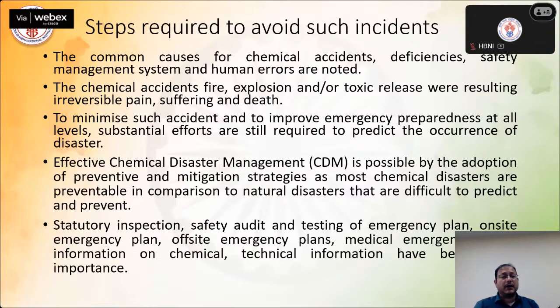Chemical substance accidents, fire, explosion, and or toxic release, result in irreversible pain, suffering, and death. To minimize such accidents and to improve emergency preparedness at all levels, substantial efforts are required to predict the occurrence of disaster. Effective chemical disaster management is possible only by the adoption of preventive and mitigation strategies, as most chemical disasters are preventable in comparison to natural disasters that are difficult to prevent.